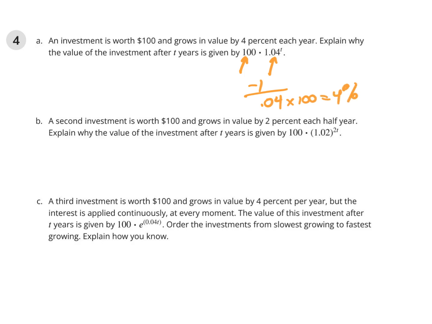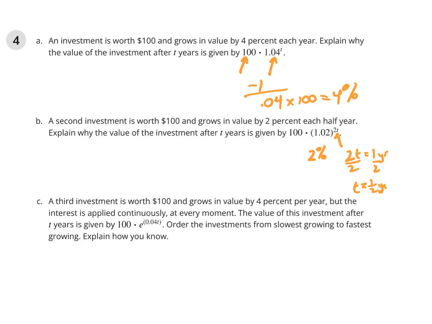A second investment is worth 100 and grows in value by 2% each half year. So same reason, 2 is 2% growth, but 2t. So that means it grows 2 times per year. 2 times in 1 year, and you divide by 2, t equals 1/2 a year.